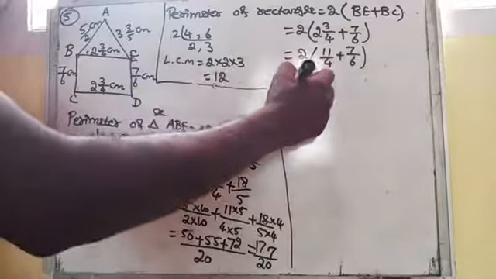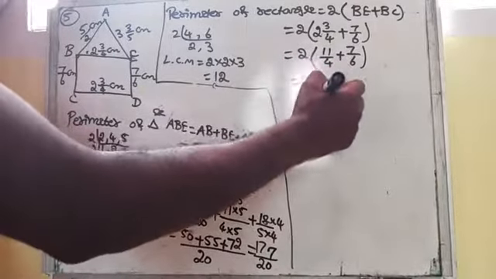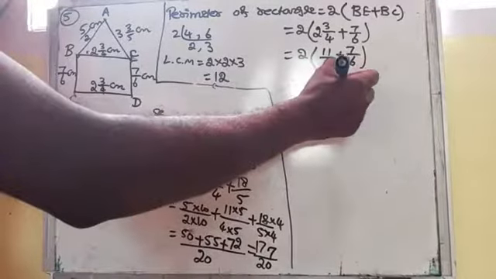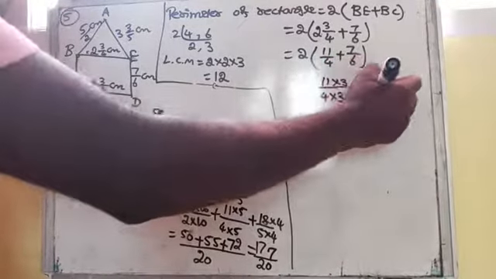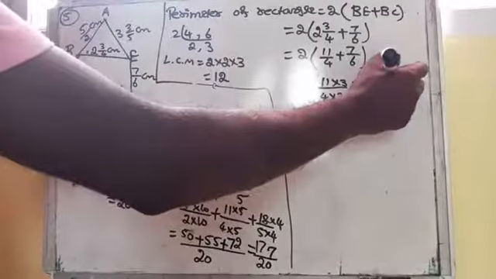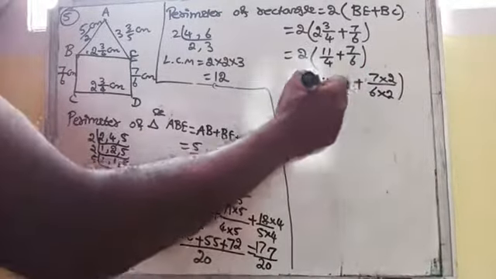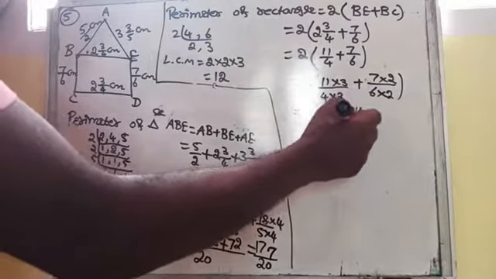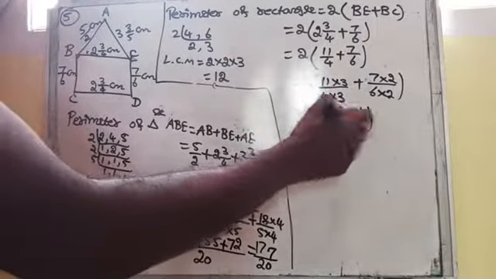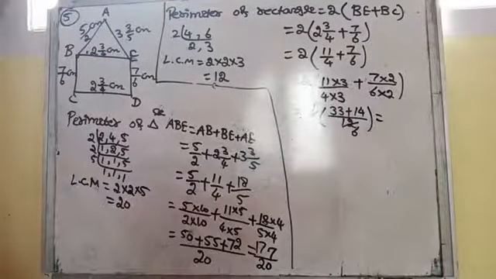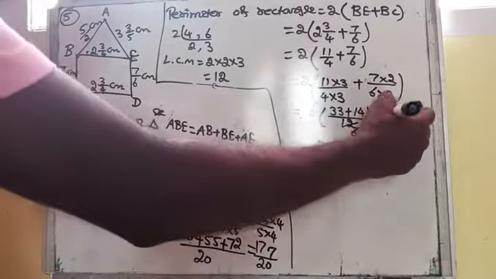Now, 4 is multiplied by which number to get 12? 3 should be multiplied. So 11 into 3, plus here 7 by 6. Which number should be multiplied? 2 should be multiplied. So 2 times of 33 plus 14 by 12 here. 1 2 is 2, 6 2s are 12. 33 plus 14, it is 47 by 6.